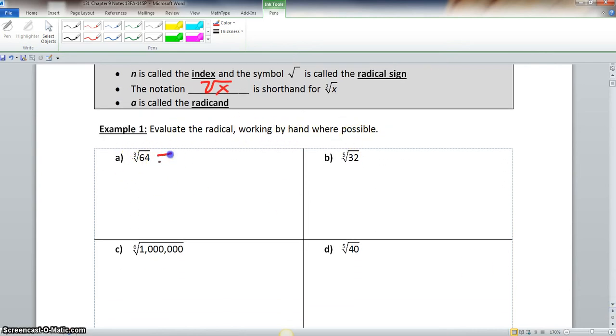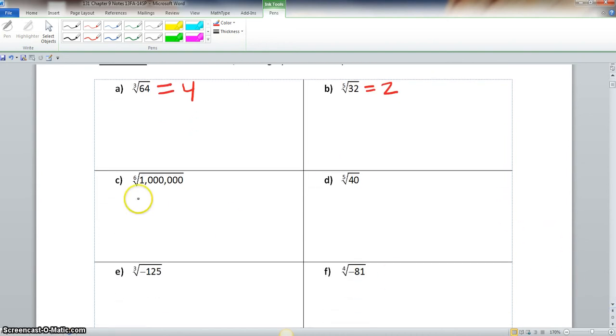The cube root of 64, we know is 4, because 4 times 4 times 4 is 64. The fifth root of 32 is 2. Now we come here to the sixth root of 1 million, which should give us 10, because 10 times itself 6 times will give us 1 million.